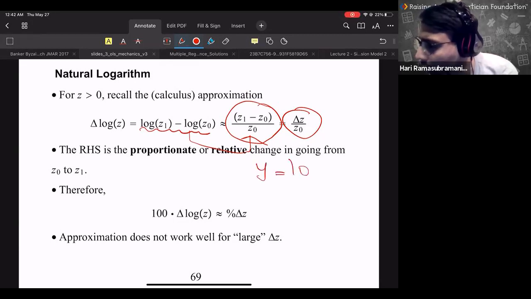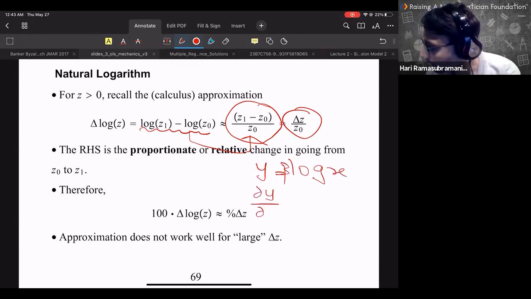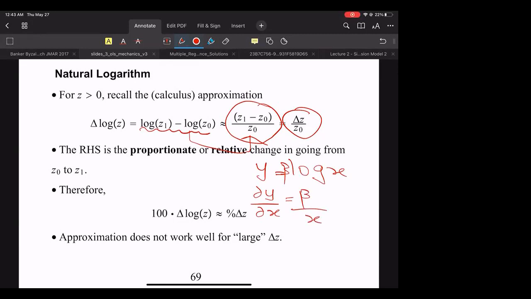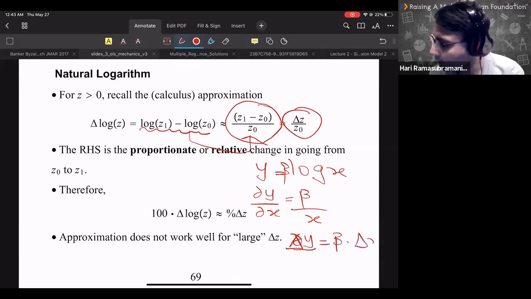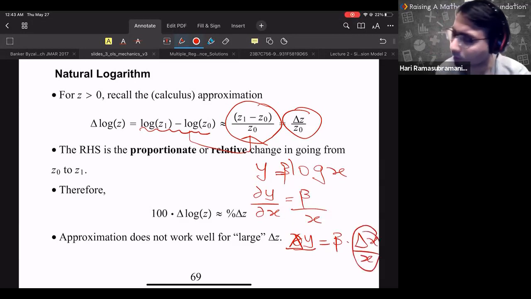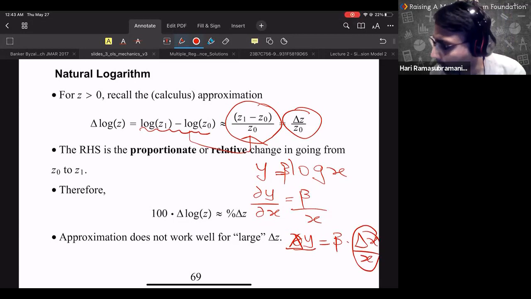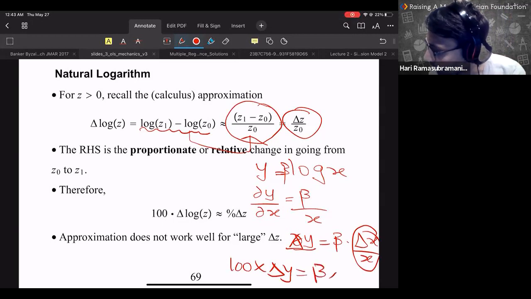Let's say y is equal to log x. Okay, y is equal to beta times log x. So what you are saying is dy by dx is equal to beta by x, correct? And we can approximate this as delta y by delta x. So delta y is approximately beta times delta x by x. Delta x by x is nothing but your relative change. So when you multiply both sides by 100, you get 100 times the change in y is beta times the percentage change in x.